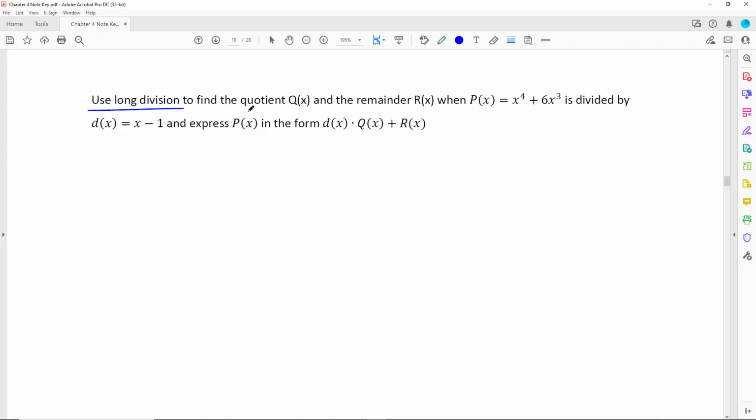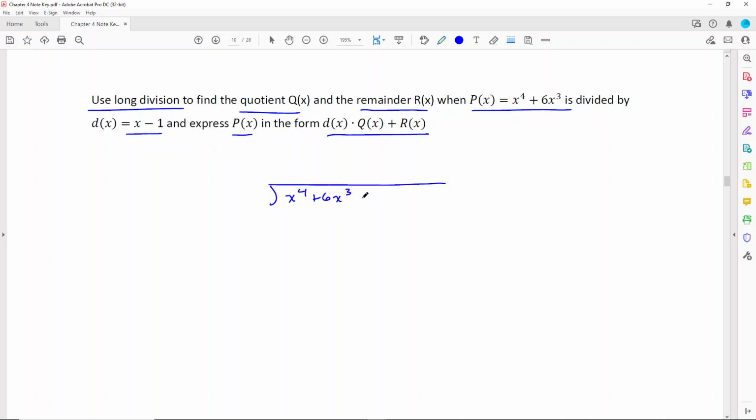We're going to use long division to find the quotient and the remainder when the polynomial x to the 4 plus 6x cubed is divided by the divisor x minus 1. And then we're going to express our polynomial using our division statement, so the divisor times the quotient plus the remainder. So the first thing we're going to do is set up our division. This is my dividend, x to the 4 plus 6x cubed.